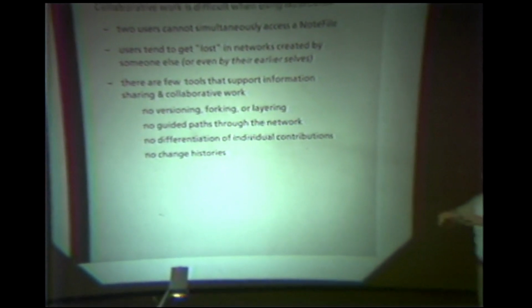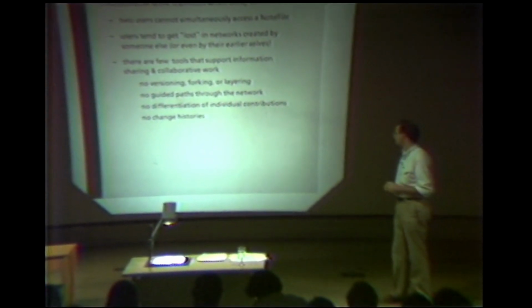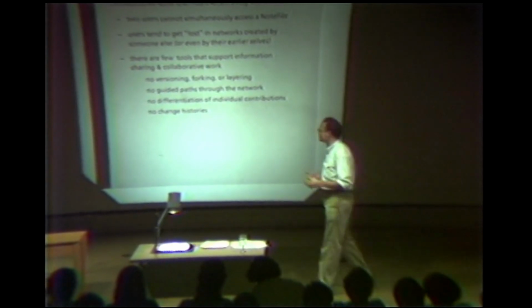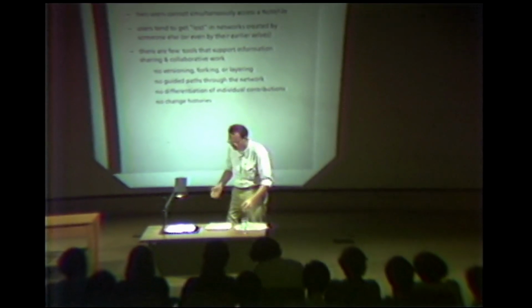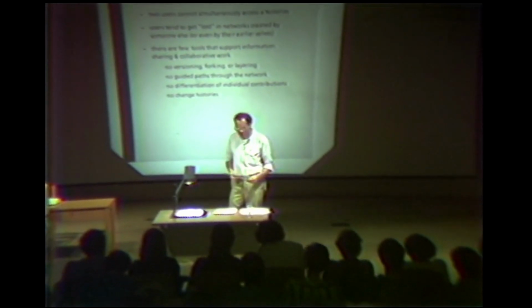Things like, there's no versioning, no layering. We can't create separate layers and merge our changes into the system. There are no guided paths of the network that say, hey, look down this path because it'll be interesting. There's no differentiation of individual contributions. So if you and I build a note file together, we'll have no idea who created what and so on.